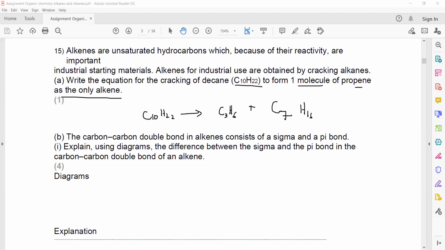Because in the question they mentioned that propene is the only alkene formed, I cannot produce another alkene. If I wrote hydrogen, for example C7H14 would be there and I would have to produce hydrogen. You can see this would result in the formation of another alkene. Already they mentioned in the question there's only one alkene. That's why it is C7H16.